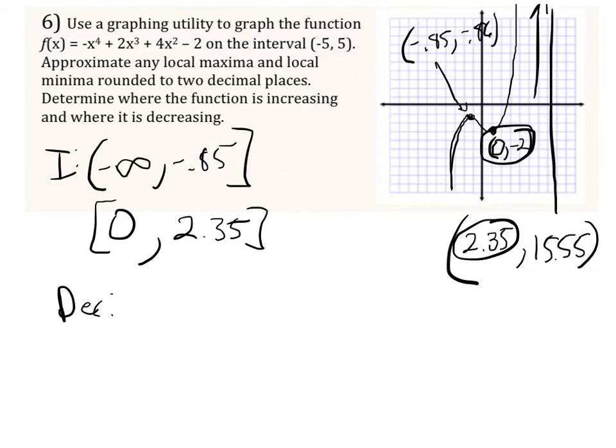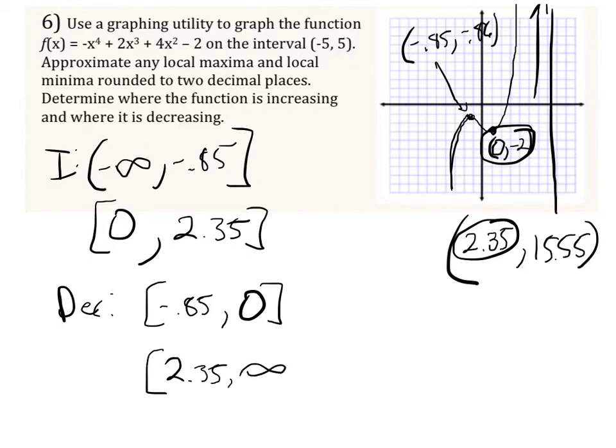Let me start over here. For decreasing, we've got negative 0.85 to 0, and then we have from 2.35 on to infinity, and not including infinity because the x values are getting bigger along that range, and we're talking about in terms of range in x values only, so that would be positive infinity. And notice our whole set goes from negative infinity to infinity, so you're staying with the theme of x values the whole way through.